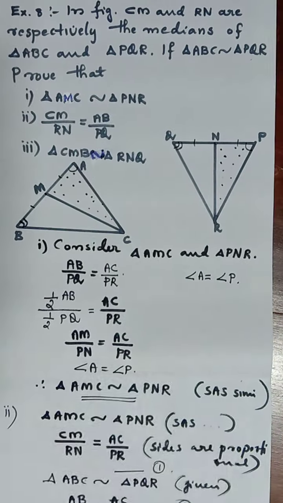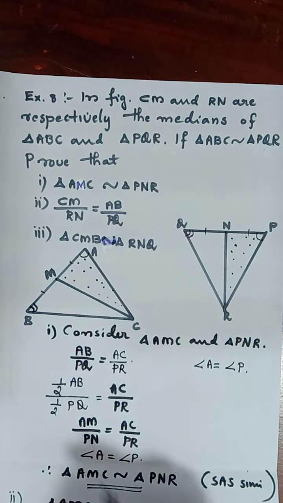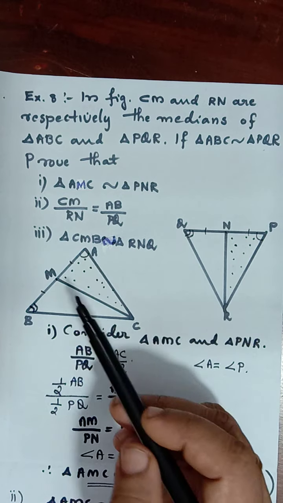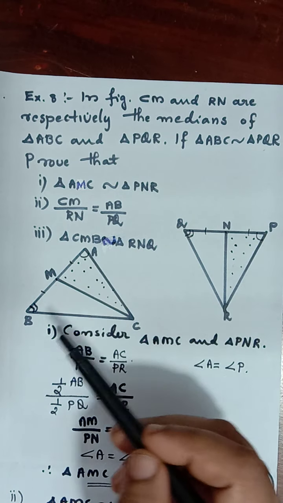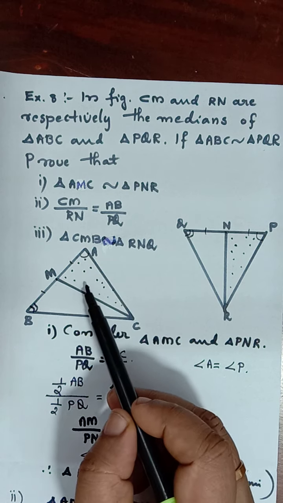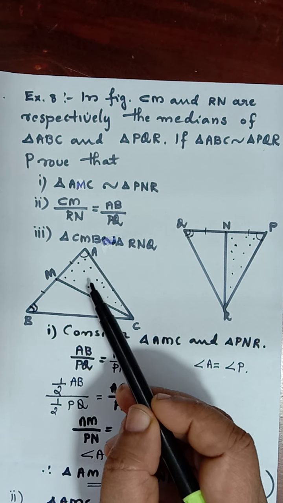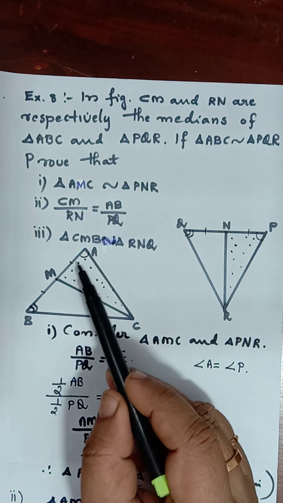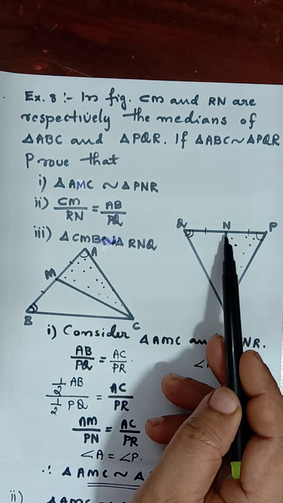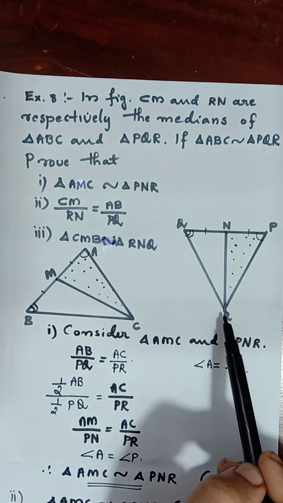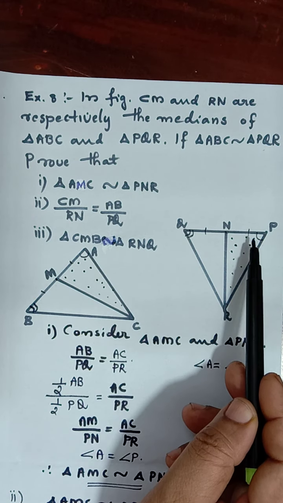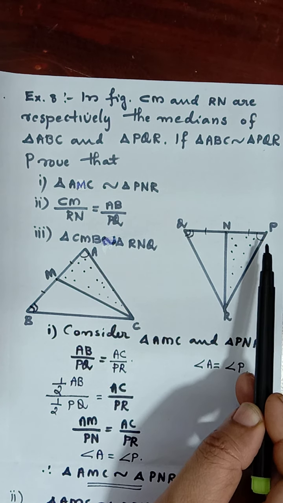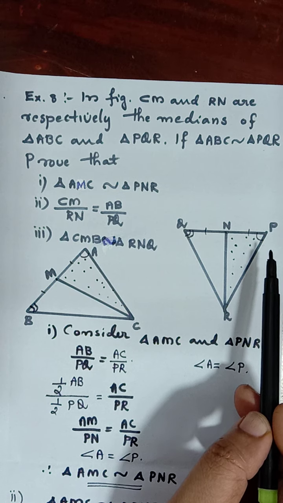Don't worry, we have to consider these two triangles in the figure. Mark what is given to us. M is the midpoint, therefore these two portions are equal and we can see the corresponding angles are equal. This is the shaded one. First one, AMC and PNR. We are choosing SAS similarity. AM by PN equal to AC by PR. Also angle A is equal to angle P. Therefore AMC is similar to PNR by SAS similarity criterion.